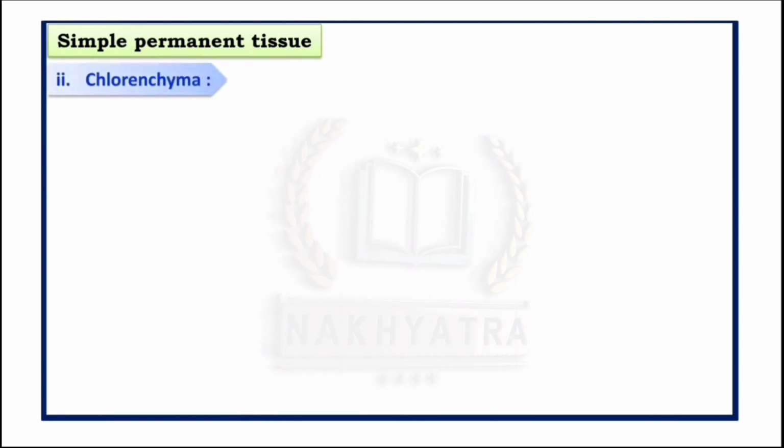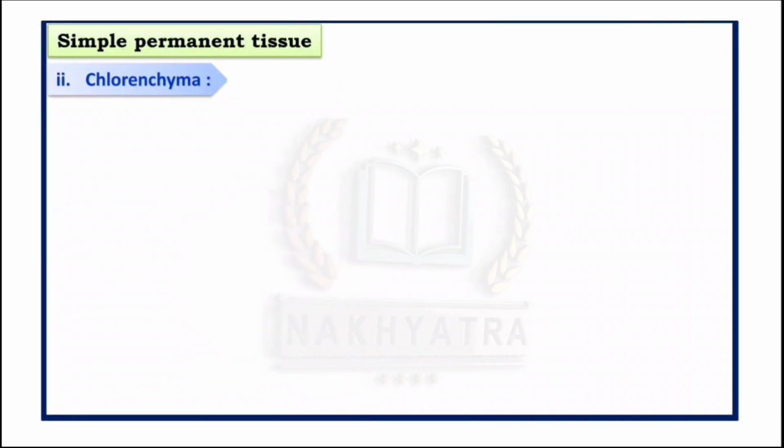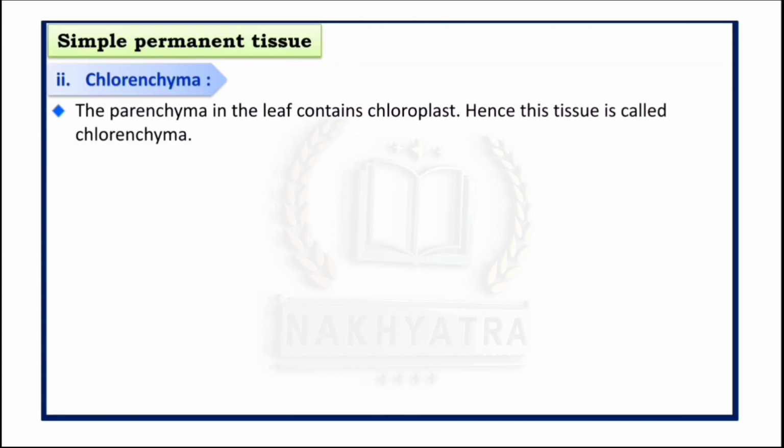Alright, now let us see collenchyma. This collenchyma is a simple permanent tissue of refractile non-lignified living cells which possess pectocellulose thickenings in specific areas of their walls. Can you see here? It has got a thick secondary cell wall and a primary cell wall. The parenchyma in the leaf contains chloroplast. Hence, this tissue is called chlorenchyma.